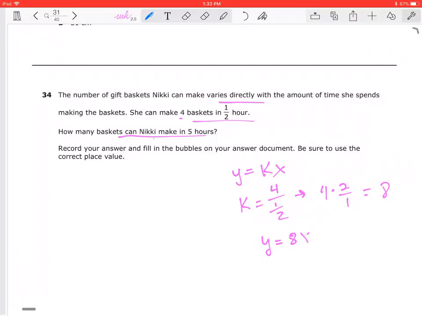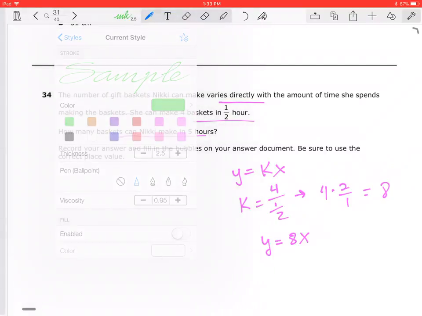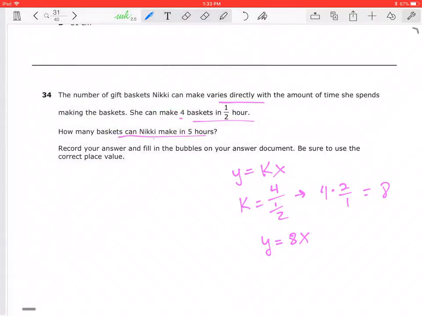So now I can create my equation: y is equal to 8x. Whatever value of x we pick, we can find the value of y. For example, I'm going to go back in just to show you how to make sure that works. If I'm talking about half an hour, then that's 8 times 1/2, which is equal to 4. She can make 4 baskets in half an hour. So that works. We did our direct variation equation correctly.